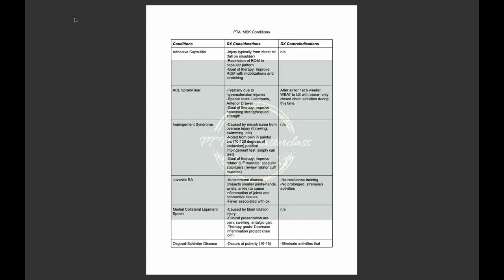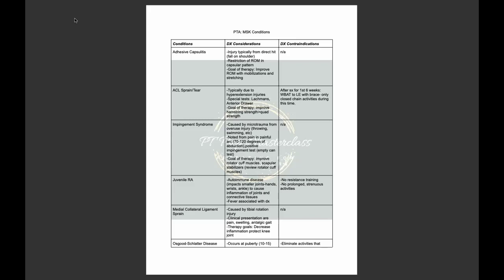ACL sprains or tears are typically going to be due to hyperextension injuries. The special tests, remember, are going to be Lachman's and the anterior drawer. Lachman's is the preferred test as it has a higher sensitivity and specificity than the anterior drawer. Typically your ACL tears occur when an individual, like in soccer, kicks the ball and goes into hyperextension, or if they were running, stopped suddenly, planted their foot, and then hyperextended their knee, right?